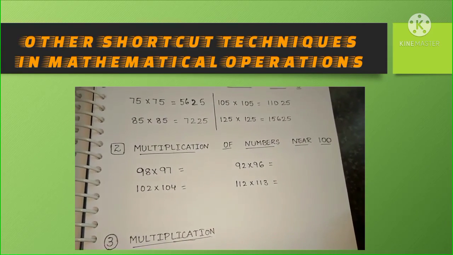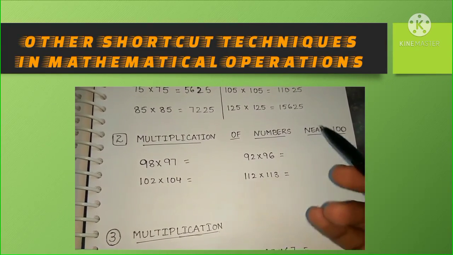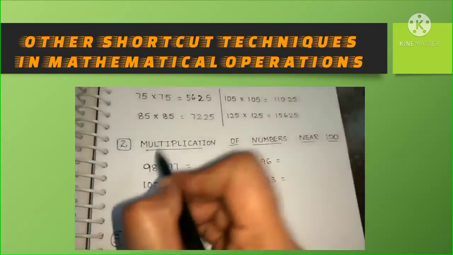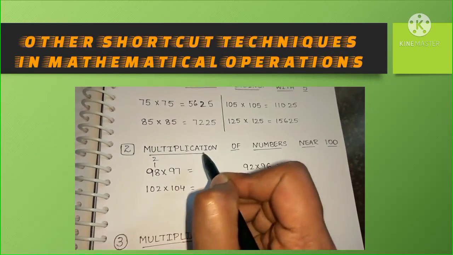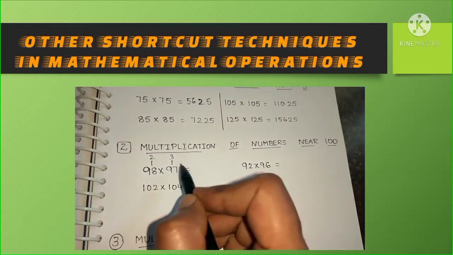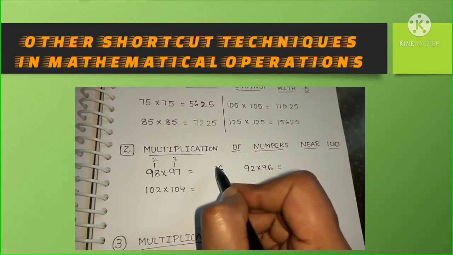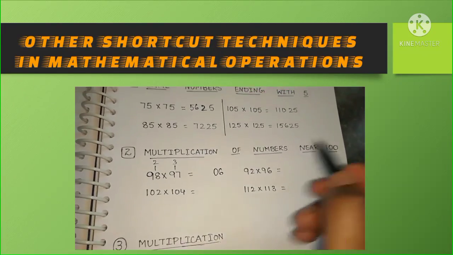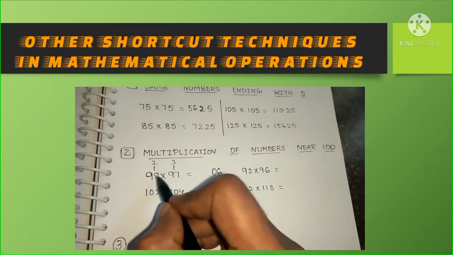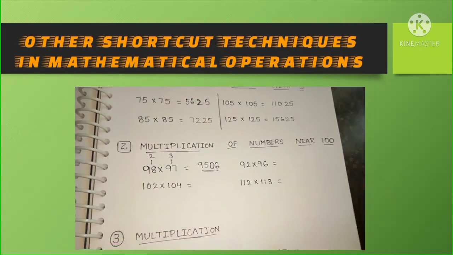Now we are going to discuss multiplication of numbers near 100. This shortcut technique is applicable only to numbers near 100. So let's take an example, 98 times 97. Let's subtract, 100 minus 98 is equal to 2. 100 minus 97, 3. Then we multiply 2 and 3, that is 6. We need 2 digits, so we put 0. So that is our partial answer. Then we subtract 97 minus 2, or 98 minus 3. That is the same, 95. So that is the final answer.